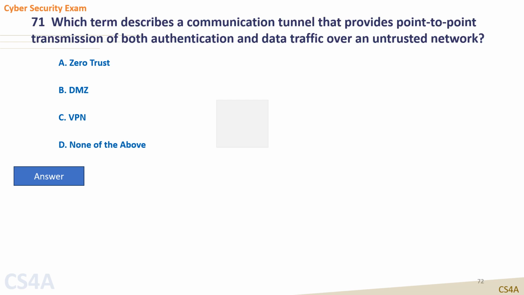So here the question is, which term describes a communication tunnel that provides point-to-point transmission of both authentication and data traffic over an untrusted network? Here the keyword is communication tunnel. So clearly the answer is VPN.